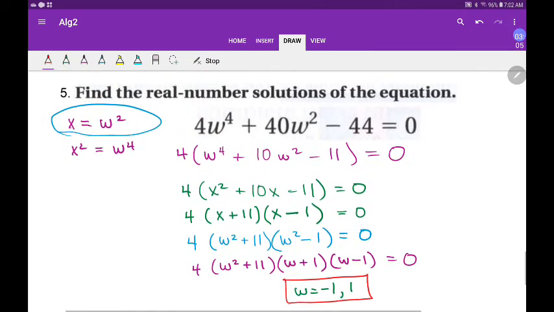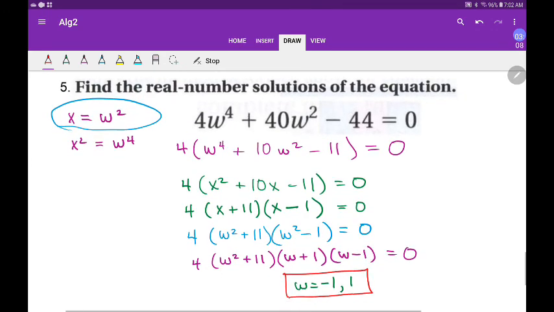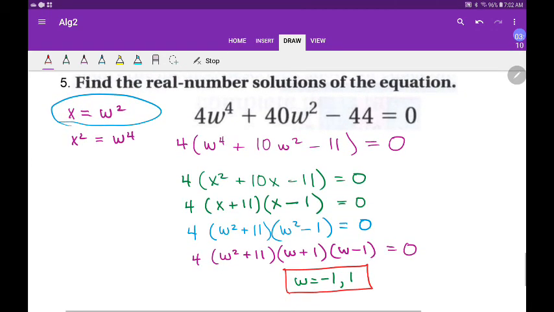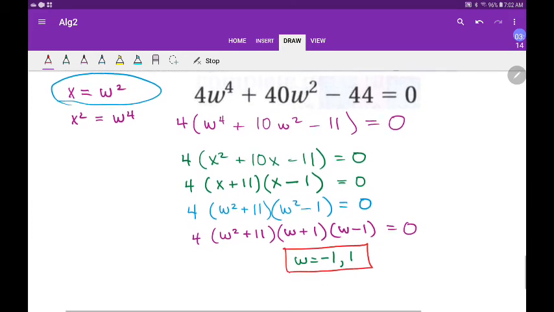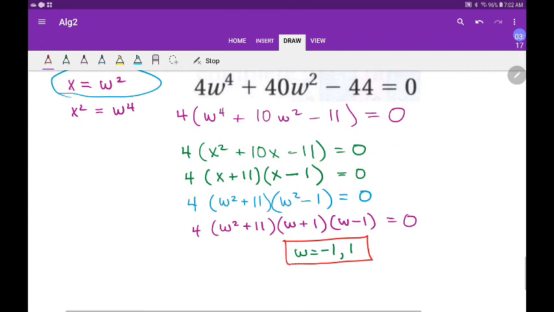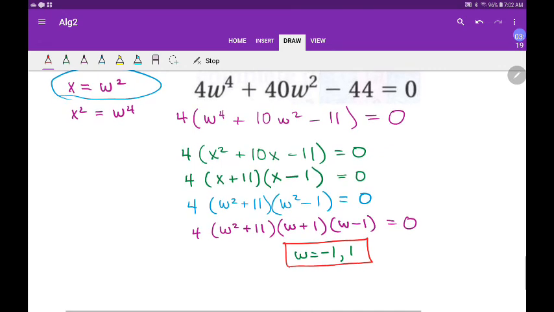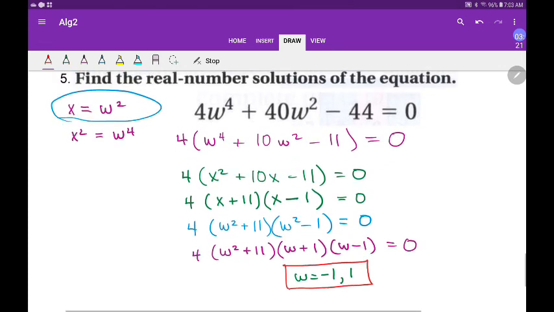And that's what they asked me for. They're real number solutions. The solutions are where this polynomial crosses the x-axis, and it happens at negative 1 and 1. Or maybe it's the w-axis. But anyway, those are the answers. Those are the solutions.